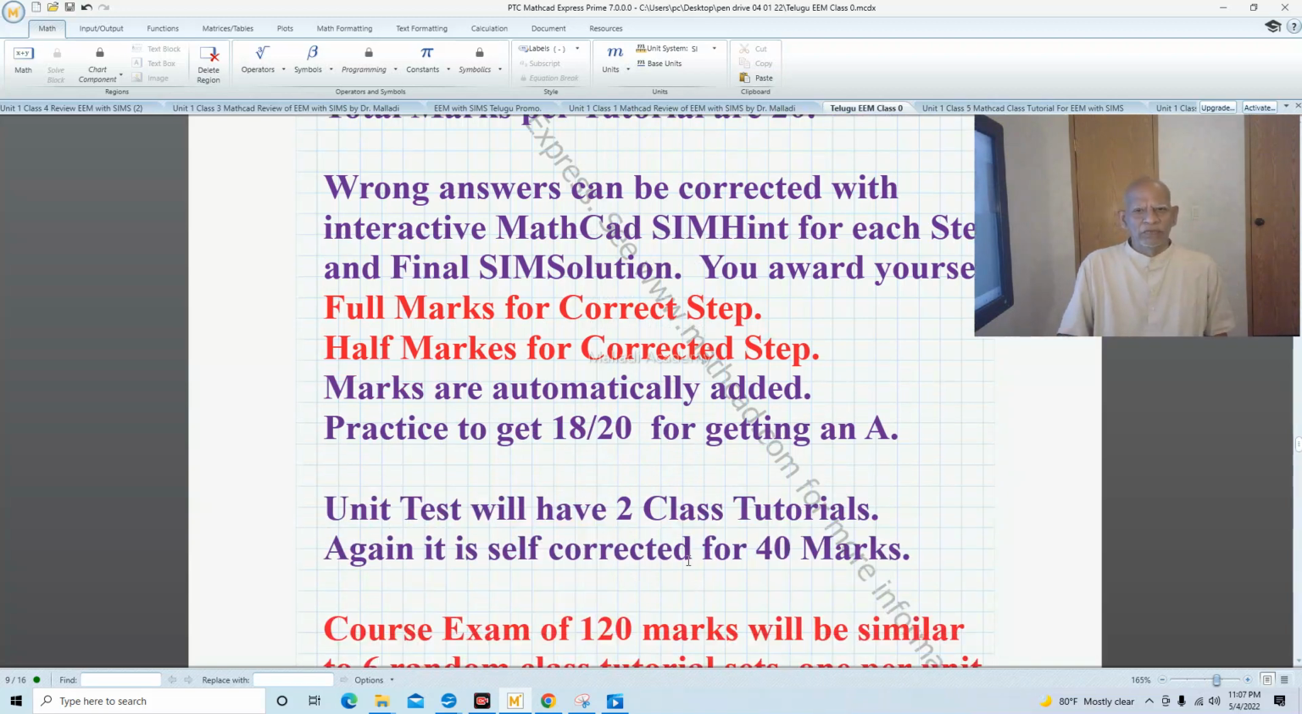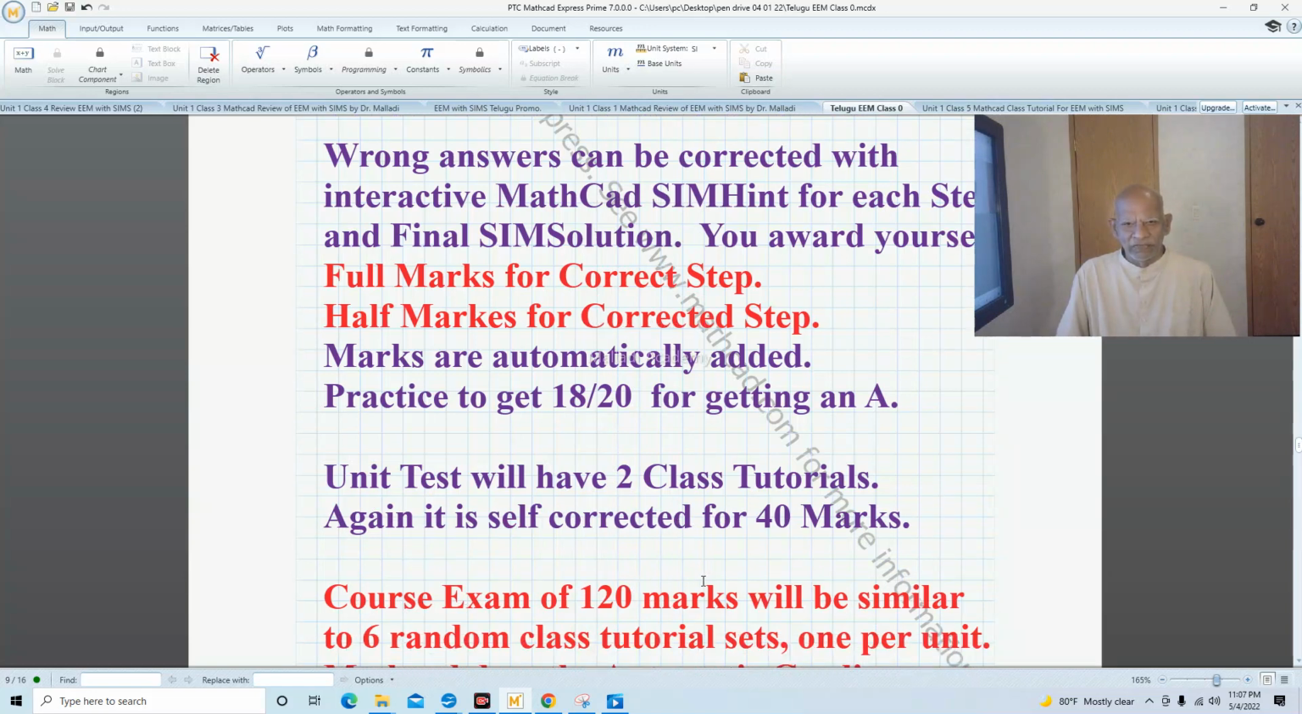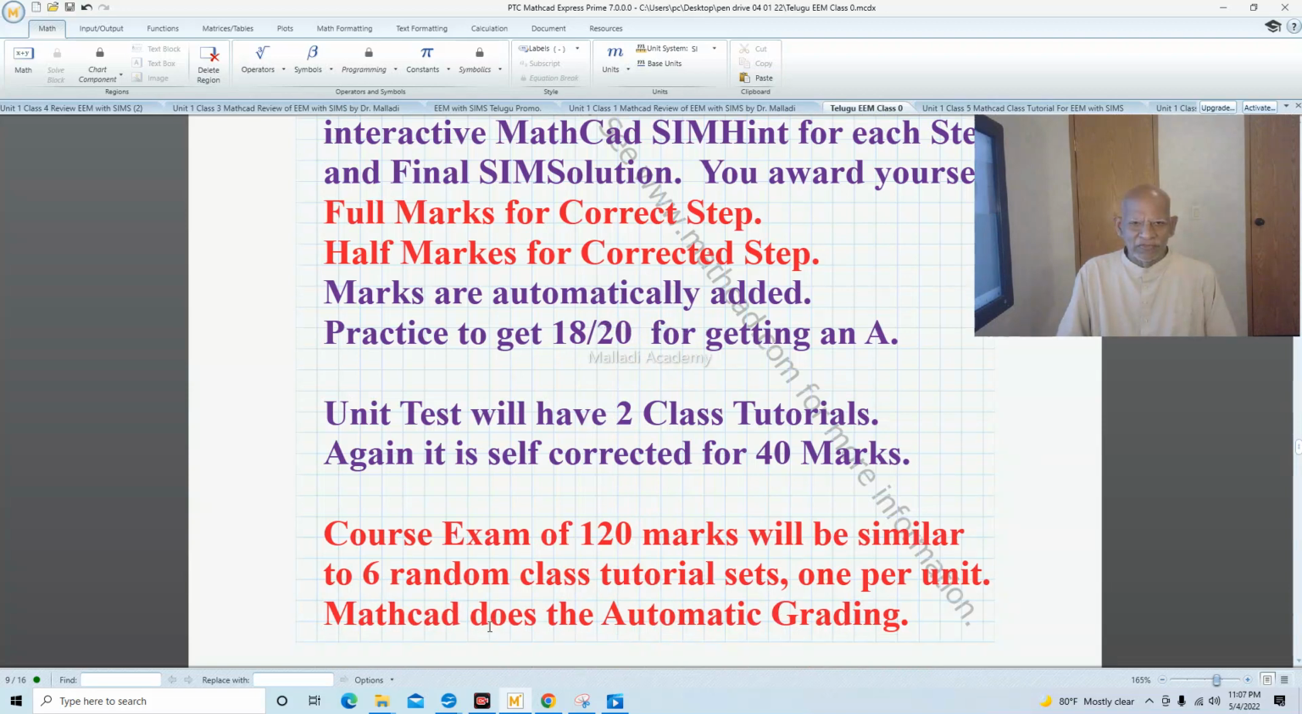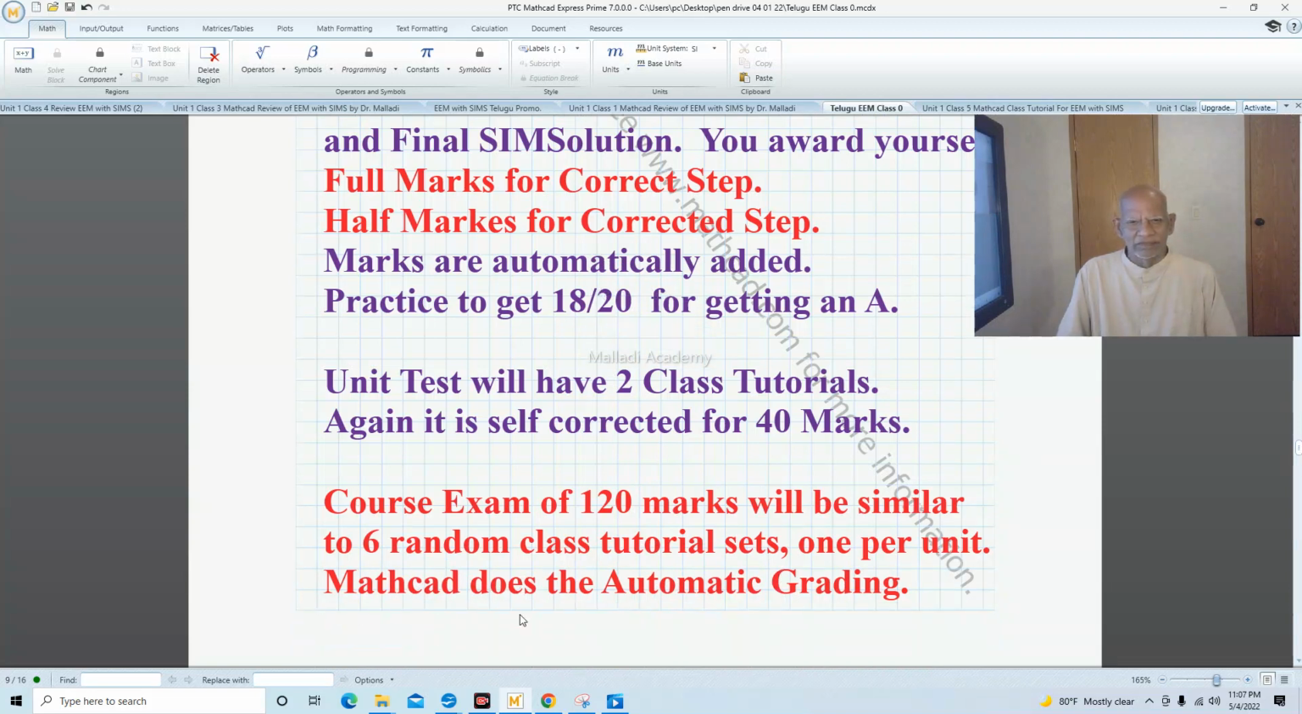Unit test will have 2 class tutorials. Again, it is self-corrected, for 40 marks. The course exam of 120 marks will be similar to 6 random class tutorial sets, 1 per unit. MathCAD does all the automatic grading.